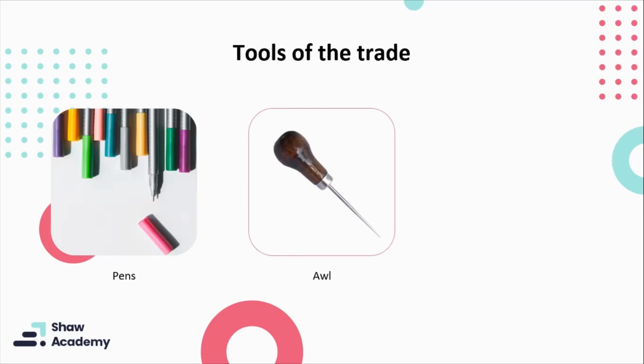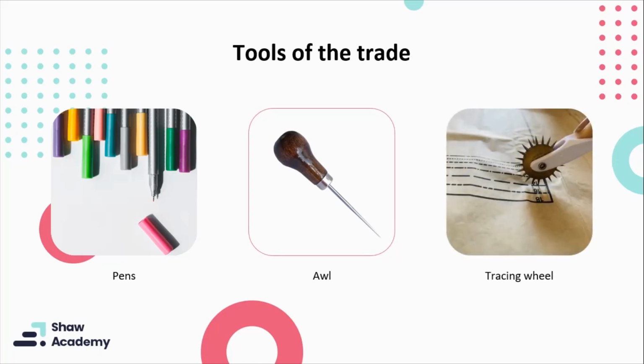An awl is used for making small holes in the pattern and fabric to mark details like darts. And a tracing wheel is used for transferring pattern shapes to another paper without cutting the original pattern.